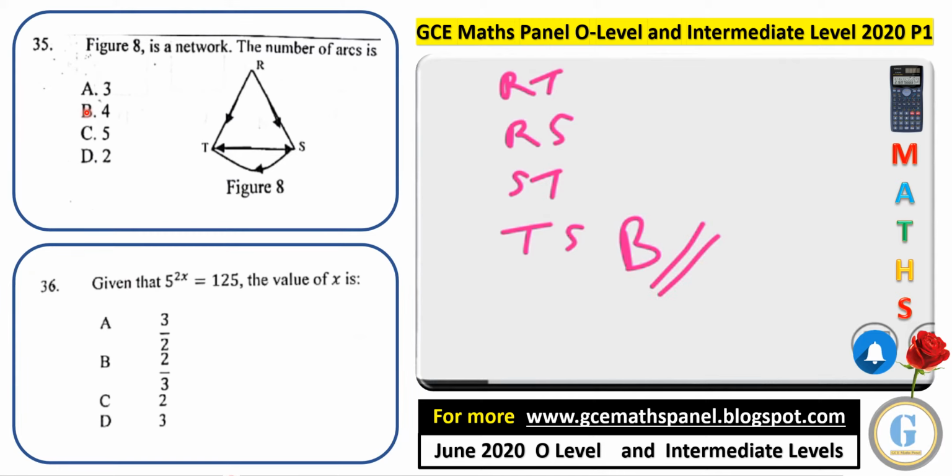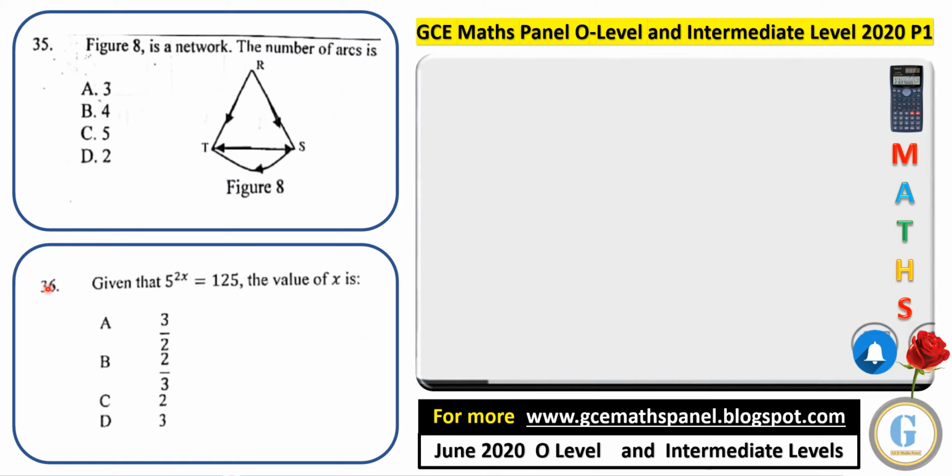Question 36. Given 5 to the power 2x equals 125, find the value of x. Well, this is the cheapest General Certificate of Education mathematics paper that I've seen so far. Maybe we thank the examiners. I'm sure it's due to the transition. This paper is really easy.